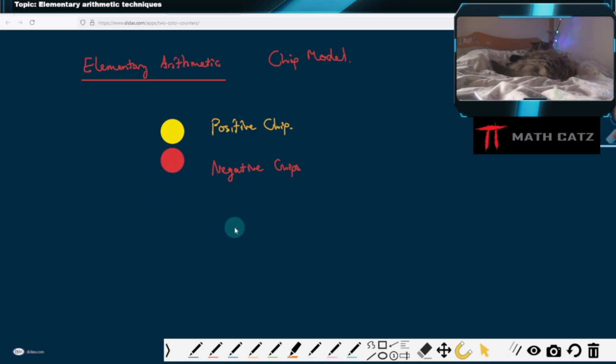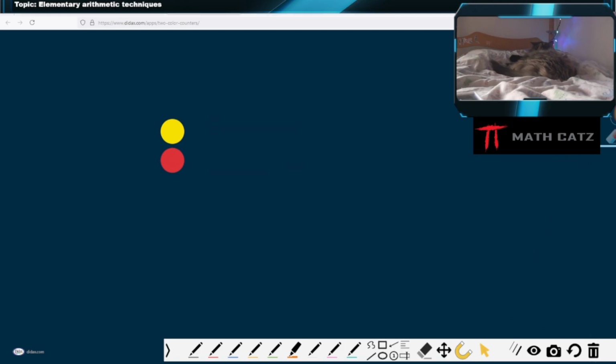So this is an alternative to the number line model because some could argue that the number line model is in a way somewhat abstract. The chip model gives me, in certain situations, a more direct feel for how these integers are interacting with each other. Let's clear this up and get rid of these chips.